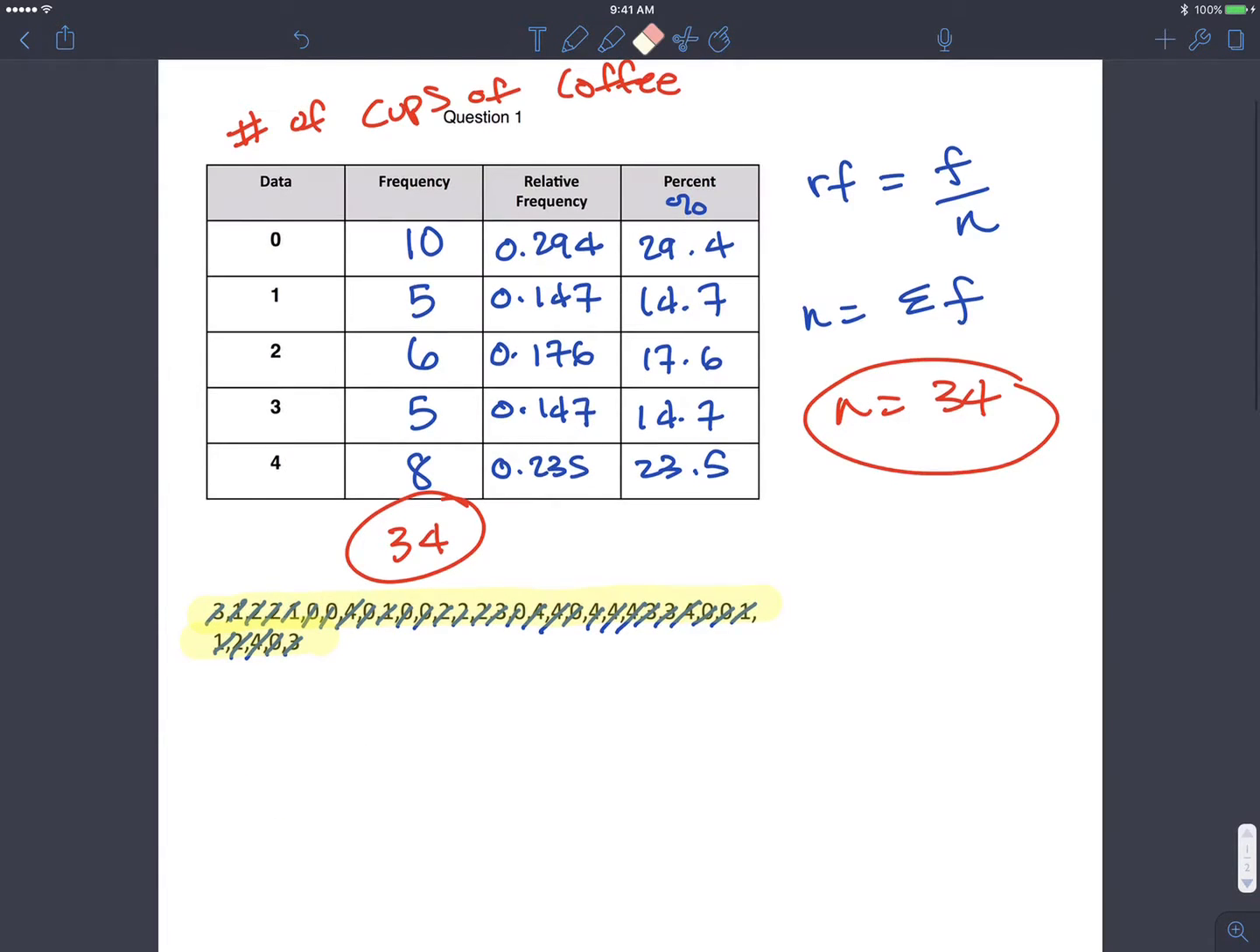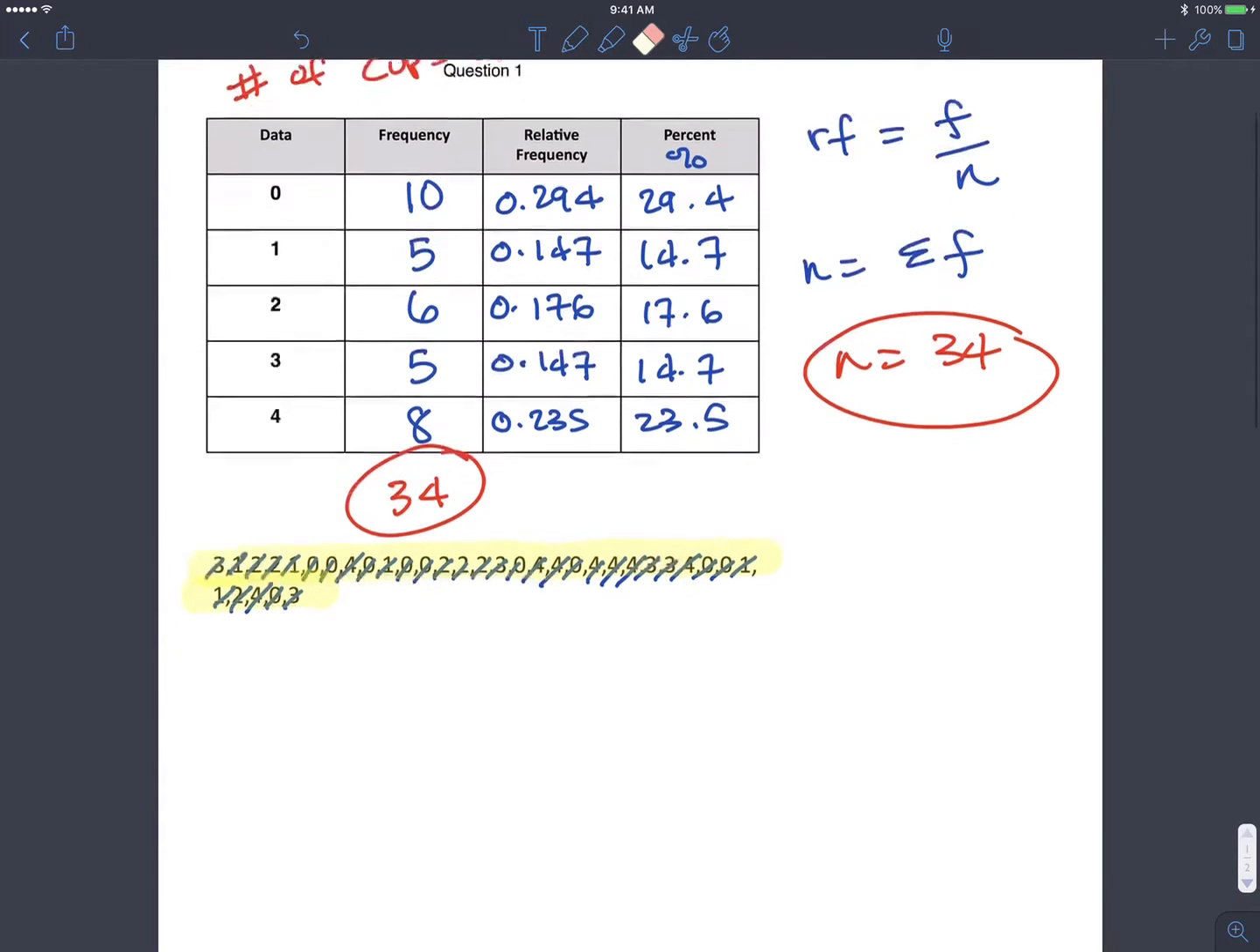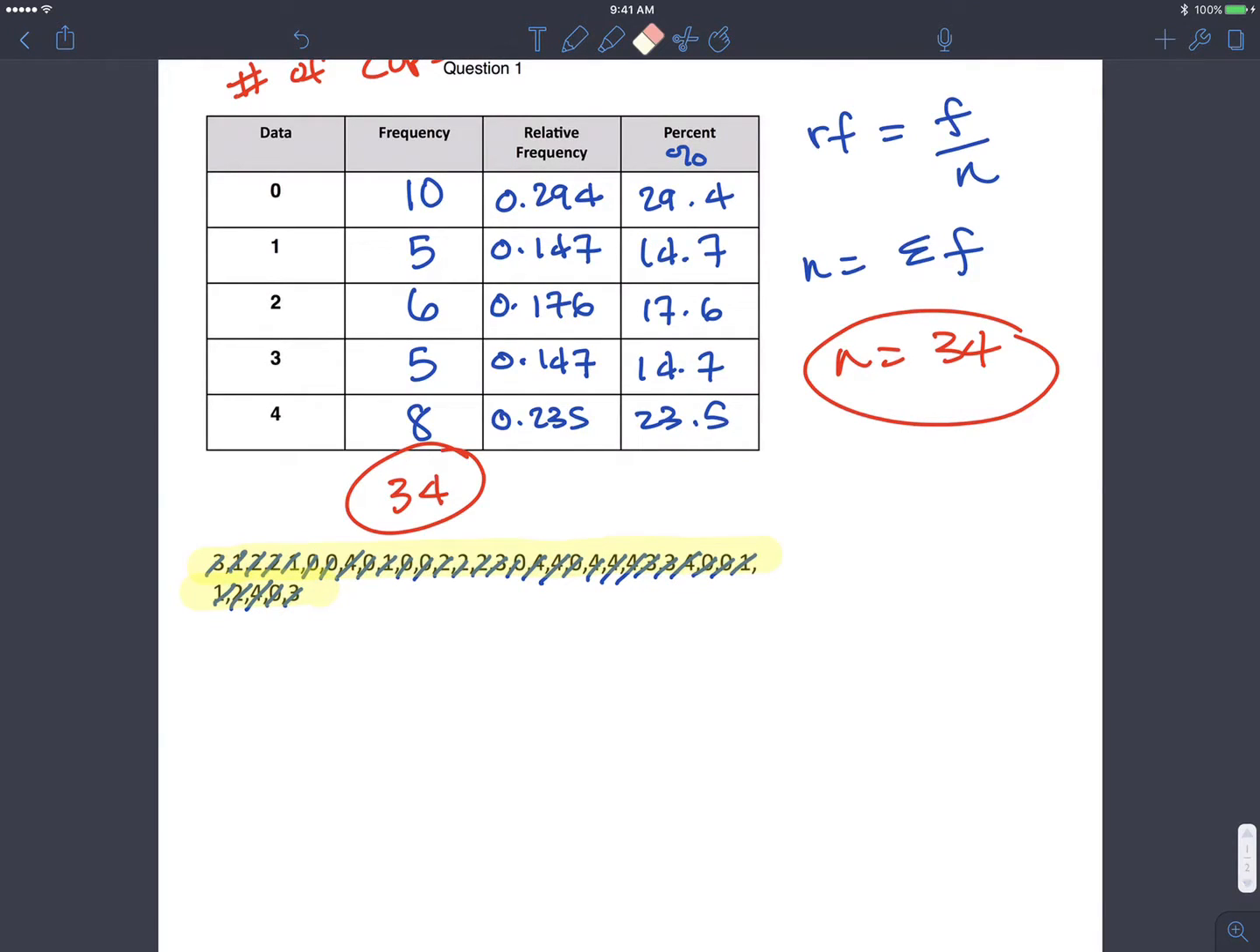Question B is, what percent of the sample drinks at least 1 cup of coffee per day? So, what percent, let's write this down. What percent of the sample drinks at least 1 cup of coffee per day?